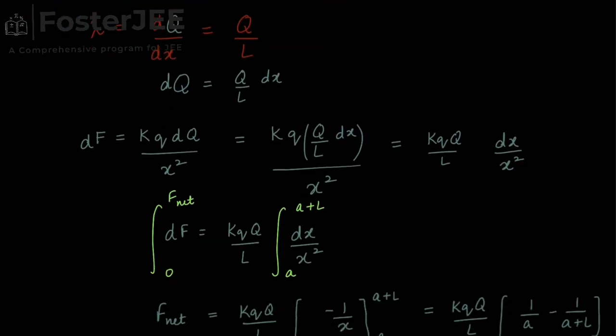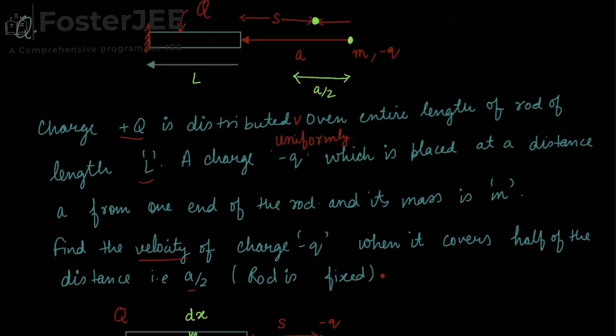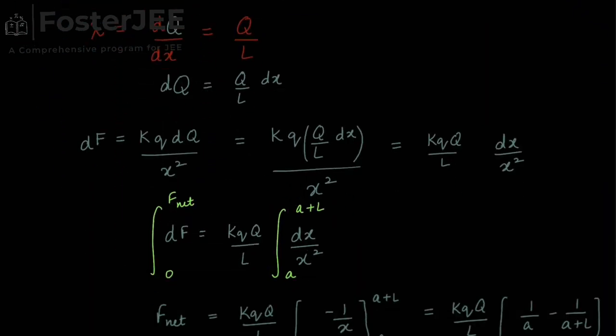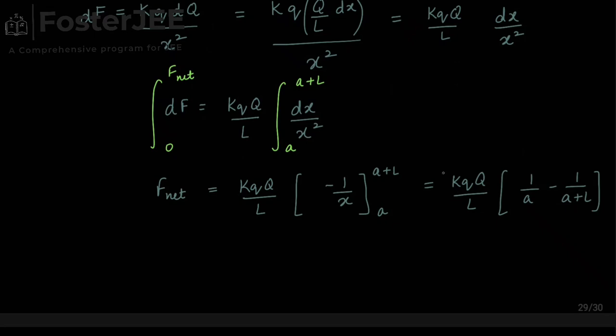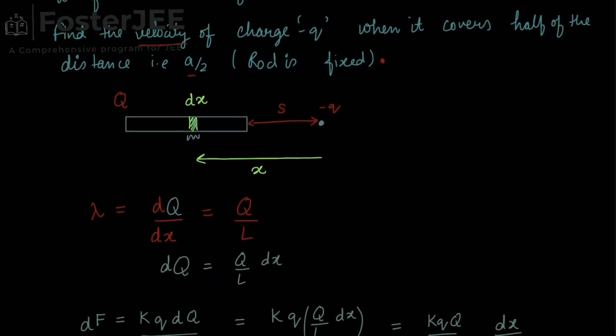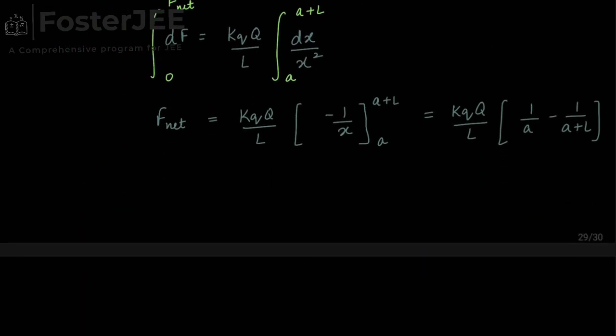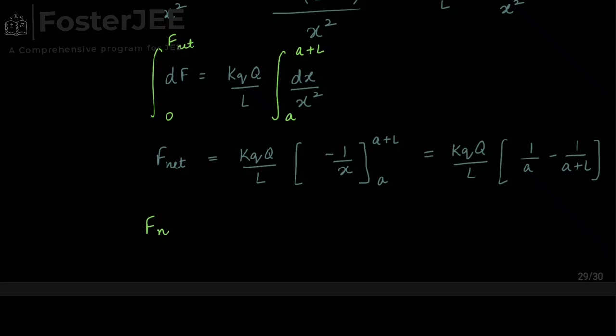We can say when the distance between one end and this charge is a, in that case the force was this, that is dependent on a. But when the distance between one end of the rod and the charge is s, in that case the net force would be, rest all is constant, we will just replace a by s.